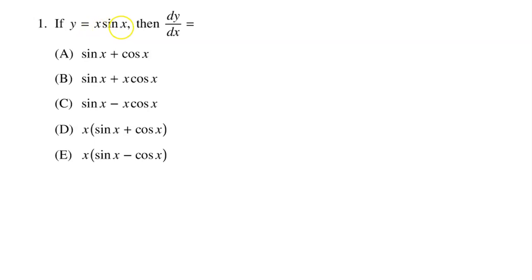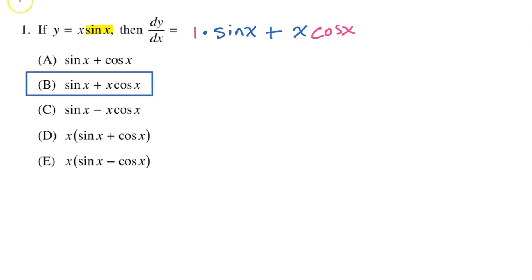So we are just going to take the derivative using the product rule, which says the first time through, we take the derivative of the first factor, and the derivative of x is 1, and we multiply that by the second factor, which is left alone, so times sine x. Then we put a plus and we go through again. The second time through, we leave the first factor alone, so we just write x, and we take the derivative of the second factor. The derivative of sine is cosine. So the answer to number 1 is B.